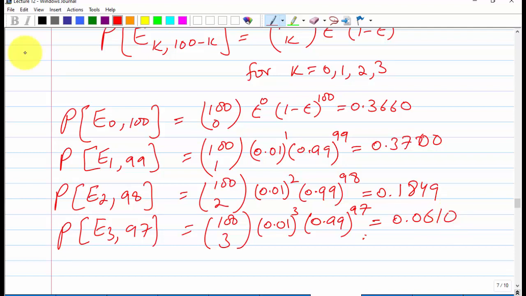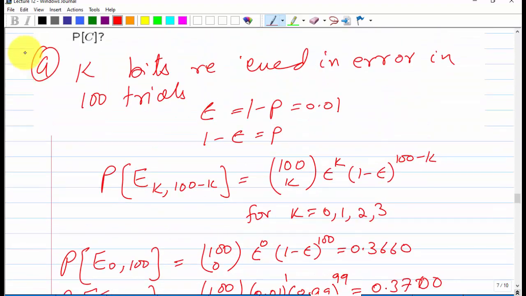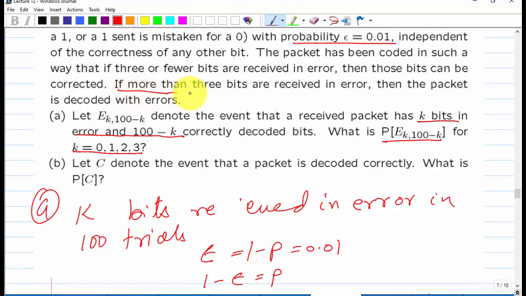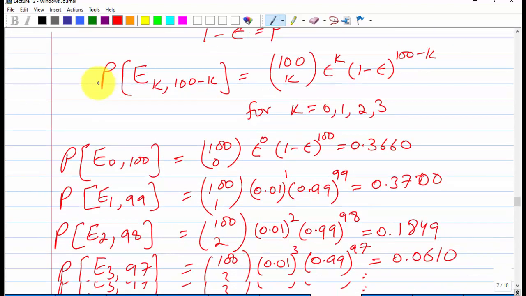So now look at part B. Part B says let C denote the event that a packet is decoded correctly. What is the probability of C? So we have to look at what is given in the question. Here it says that if more than 3 bits are received in error, then the packet is decoded with errors. The packet has been coded in such a way that if 3 or fewer bits are received in error, then those bits can be corrected. So we need to find the probability that the packet is decoded correctly.